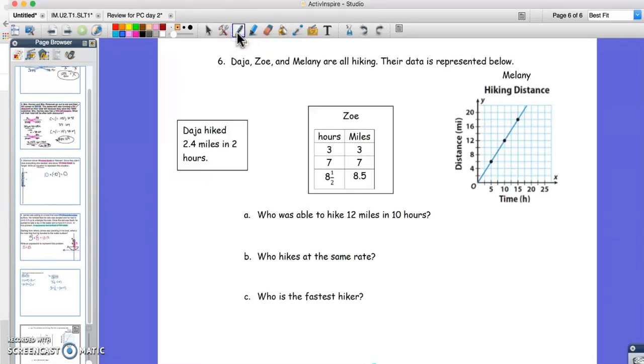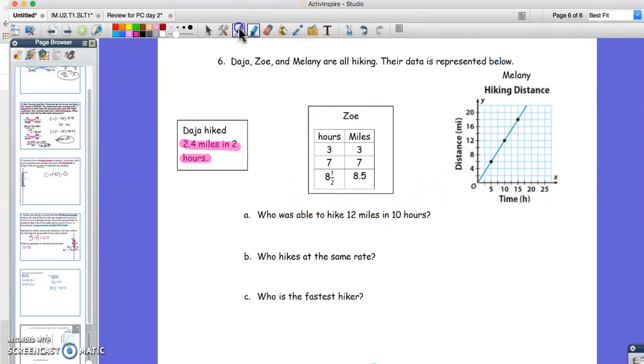For our last question, we have a little bit of work to do since we have three different representations for Deja, Zoe, and Melanie. They're all hiking. The data is represented below in these different displays. So Deja hiked 2.4 miles in 2 hours. Okay. We see Zoe's, we've got 3 hours, 3 miles, 7 hours, 7 miles, 8.5, 8.5. And then for Melanie, if we look at the first point, this says that in 5 hours, she went 6 miles. Okay? So, who was able to hike 12 miles in 10 hours?